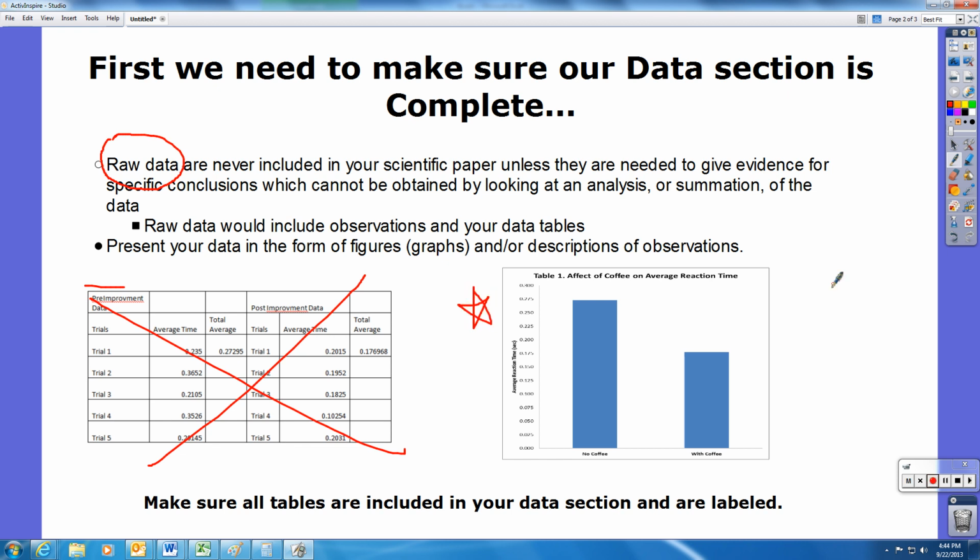So, you want to include your graphs in your data section. If you were doing an experiment that required specific observations, you would want to describe those in paragraph form in your data section. You want to make sure all tables are included in your data section and are labeled. So you want to make sure every part is labeled on your graph, and you want a title to your graph that explains what you are seeing on the graph.